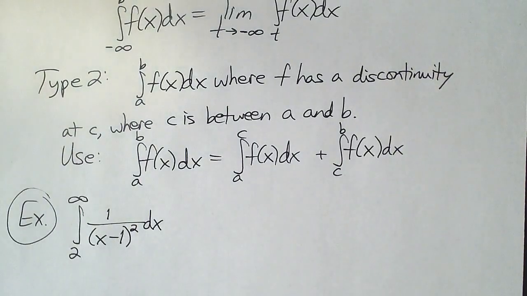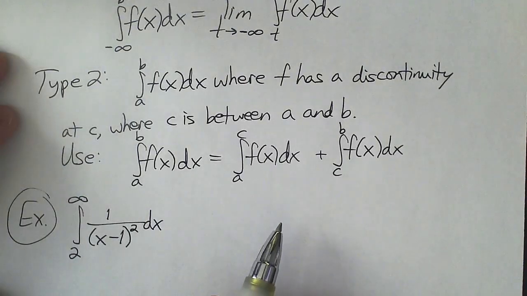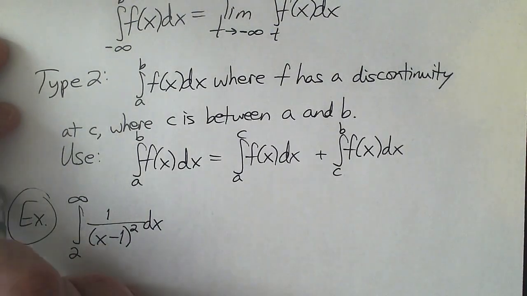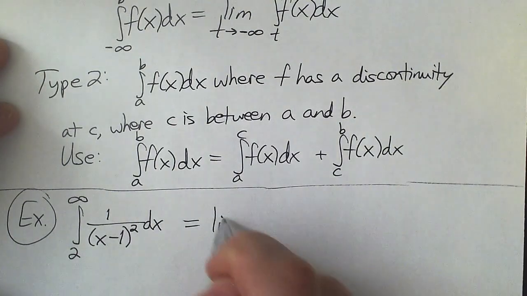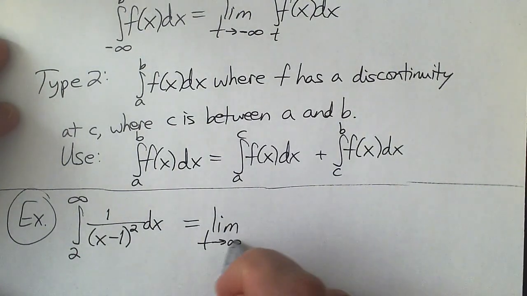I think I wanted to do a type 1 because when we finished that section 5.7, the last couple of ones that we did were type 2, and maybe it's been a little while since we saw type 1. All right, so you could try this if you'd like. I would say a good first idea is to rewrite it as a limit.